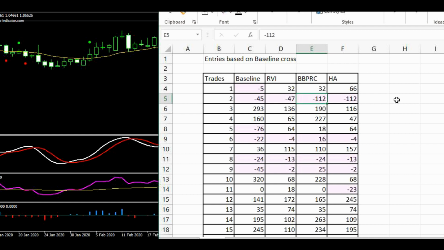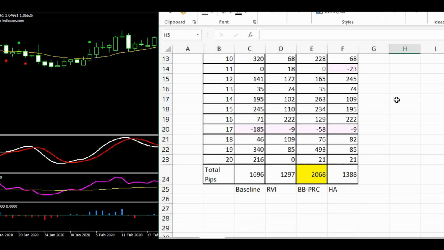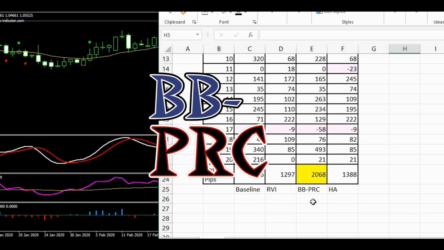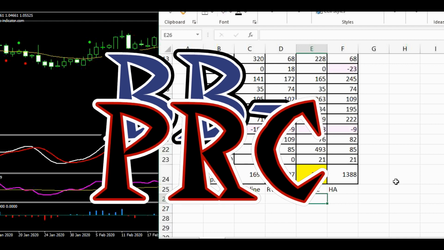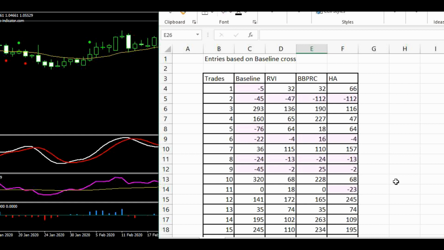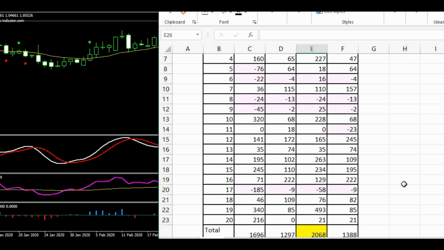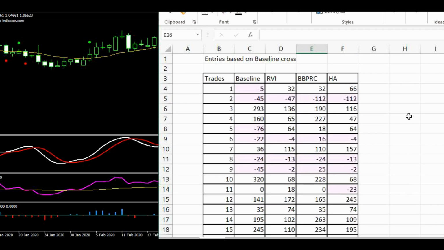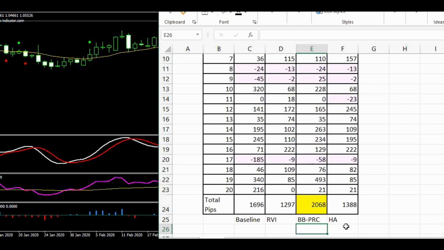But what I have decided, drum roll please, is I'm going to drop, believe it or not, these other exit indicators, and I'm only going to have BBPRC on my chart. And I will continue to go in with my entries the way I always have. But this time, I'm not going to be moving stop losses. I'm not going to be trailing stops. I am strictly going to either go out on the baseline cross or go out on my BBPRC cross, whichever comes first.